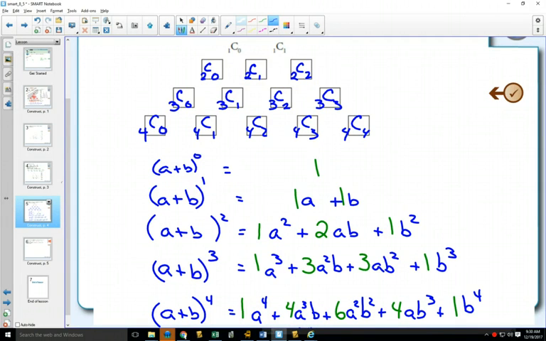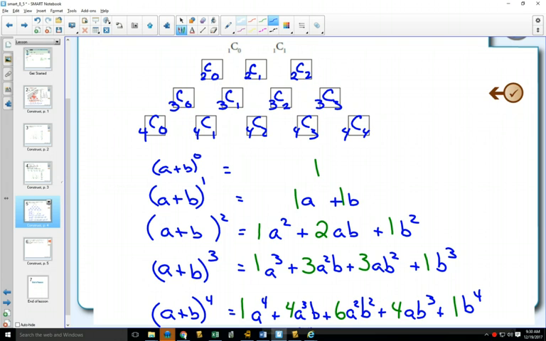Do you notice a pattern with the exponents? With the first one, you start with a to the 4, and then a cubed. You're going down by 1, a squared, a, and then you have no a's. With the other one, you don't start with any of them, but then you go up. 0 here, then 1, then 2, then 3, then 4.